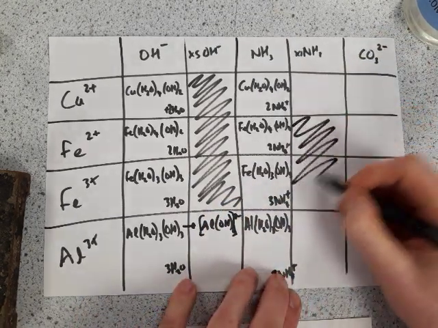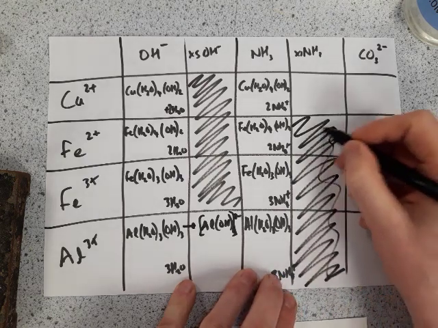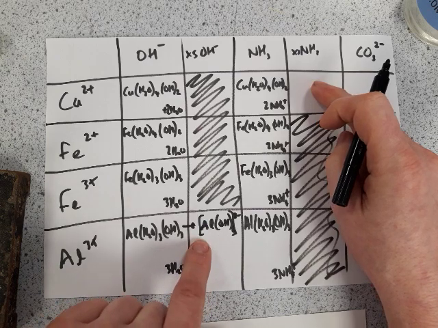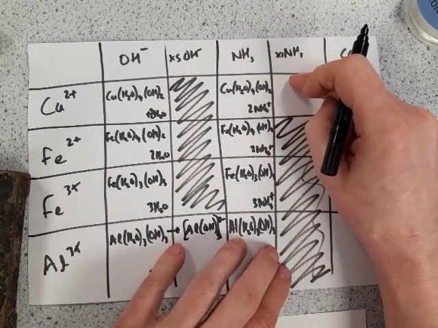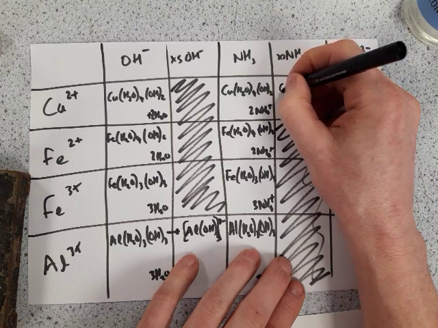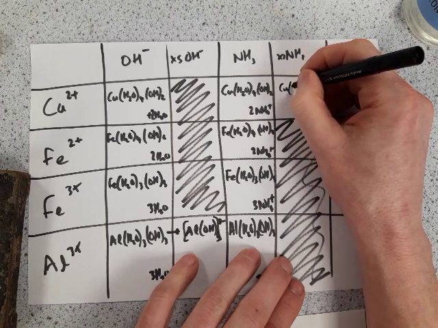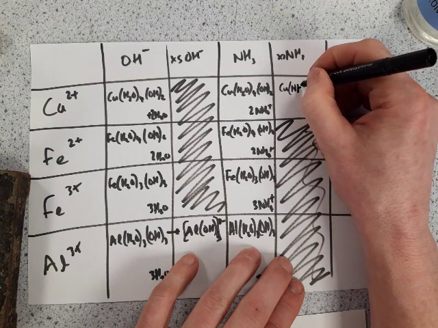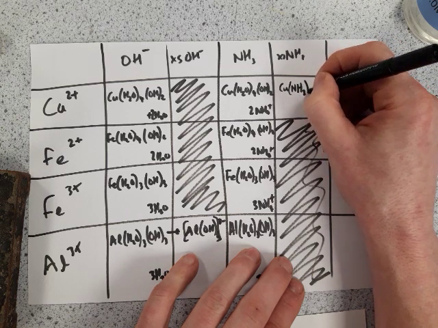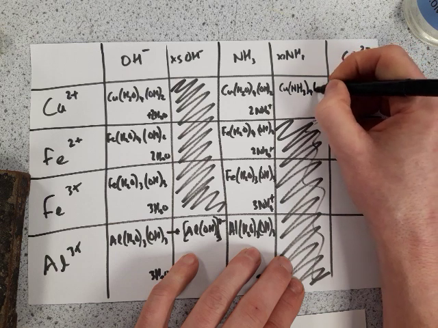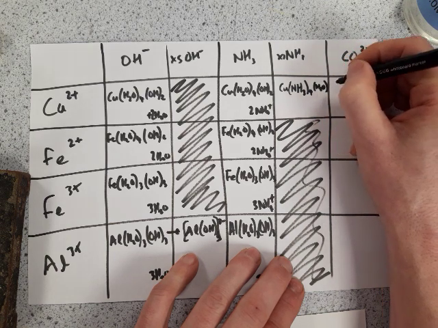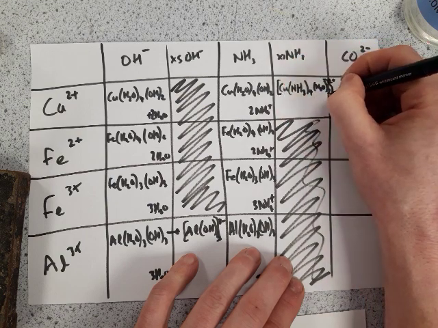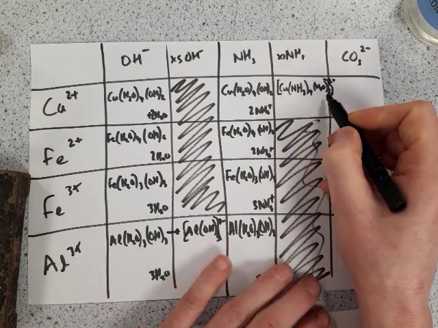Equally with excess ammonia, it's not a strong enough base to do the same thing that excess OH minus did, but it is a ligand. Ammonia can act as a ligand. So what you get here, if you add it to copper in a high enough concentration, is Cu(NH3)4(H2O)2 2+, and that is a charged complex with 4 ammonias and 2 water ligands.